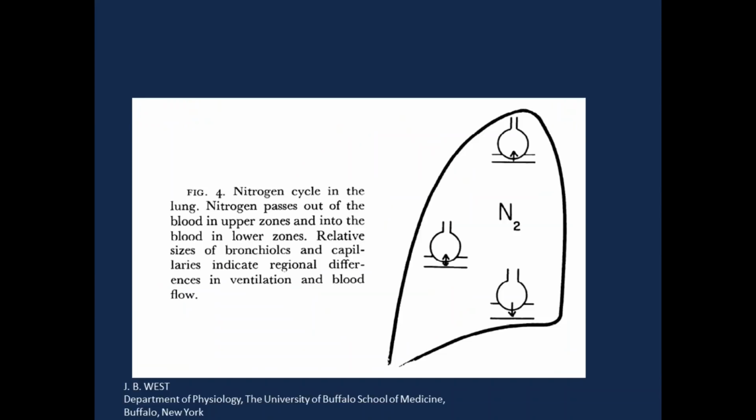So John West studied in the 1960s the distribution of gases across the lung. In this graph, you have the nitrogen, and the nitrogen actually is dynamic, moving in and out through the lung. For example, the upper part of the lung is getting nitrogen from the blood, and the lower, basal part of the lung, the blood is getting nitrogen from the alveoli, and the net balance is 0. So there is dynamic movement of the nitrogen pressures between blood and lungs.